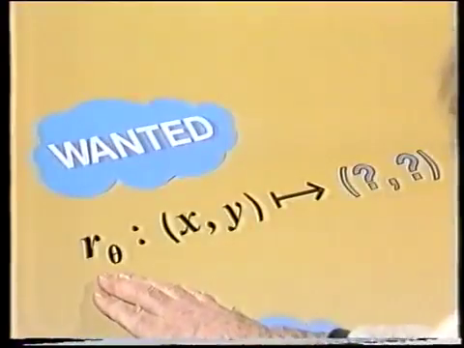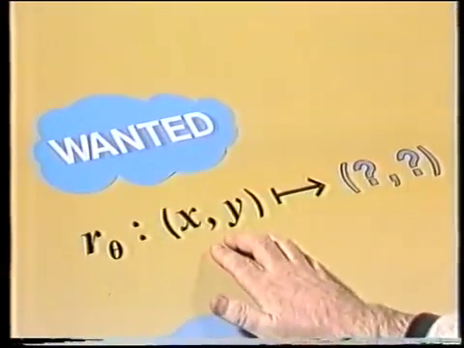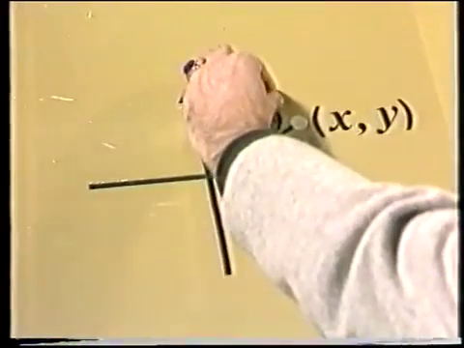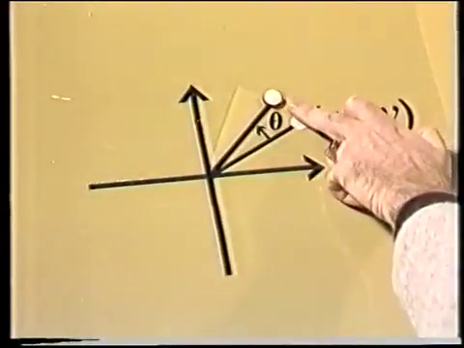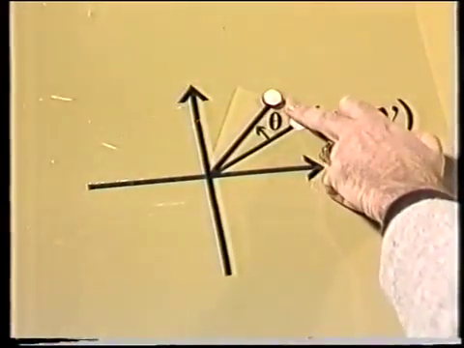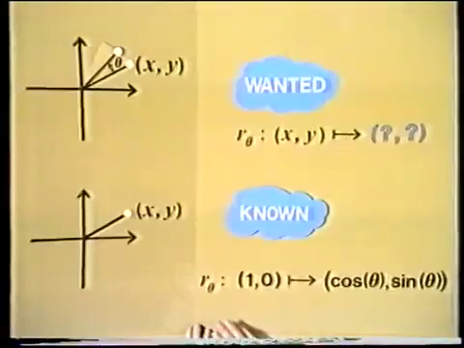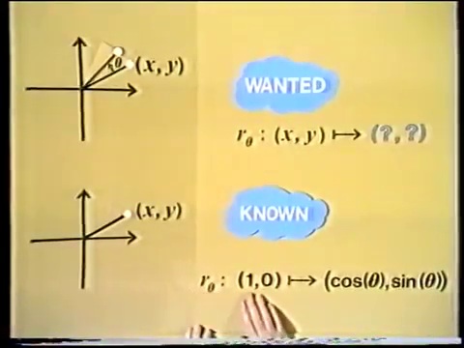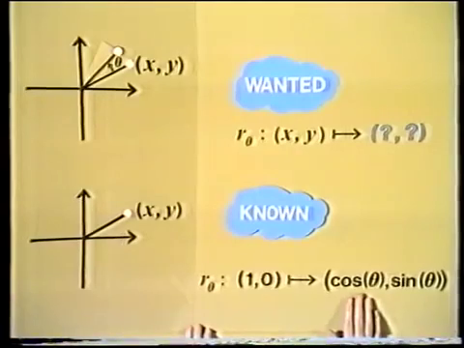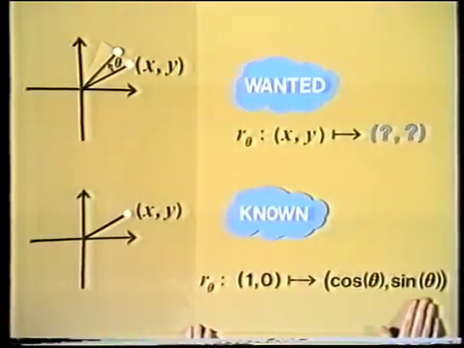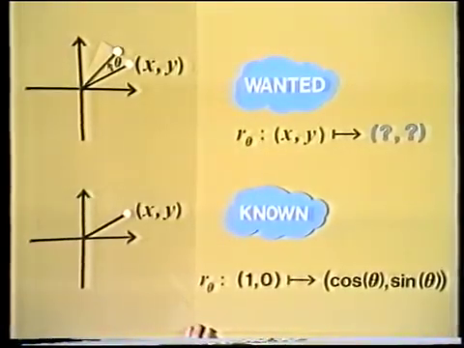What we want to know is what a rotation r theta does to a point (x, y). So graphically, we take a point (x, y) and we rotate it through an angle theta, and what we want are the coordinates of this point. Well, what do we know? We know that r theta maps (1, 0) to (cos theta, sine theta). Well, how can we make use of this?